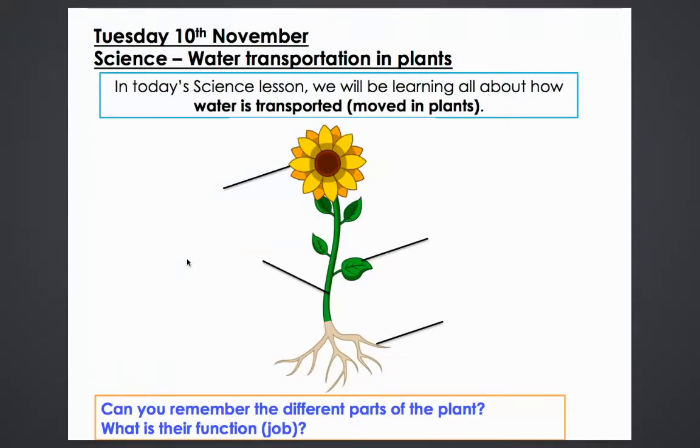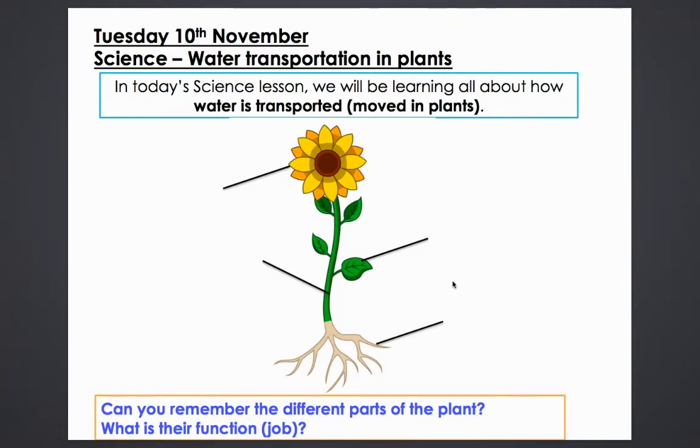Now, in today's lesson, and it is actually our last lesson on the plants topic, when we're back in school next week, we'll start learning about our new science topic. Okay? So, today's lesson is all about how water is transported in plants. So that means how water travels through the plant.